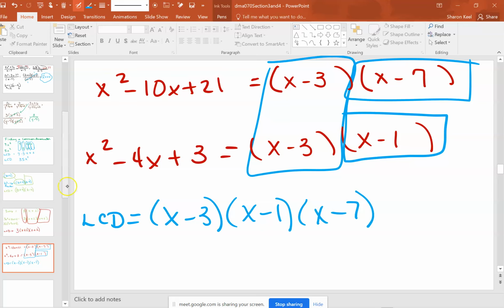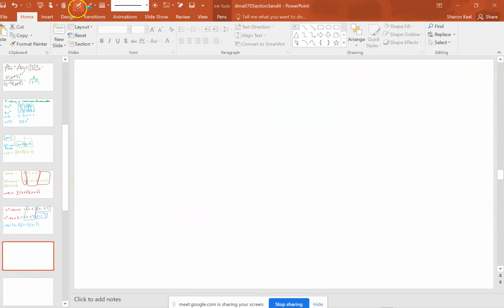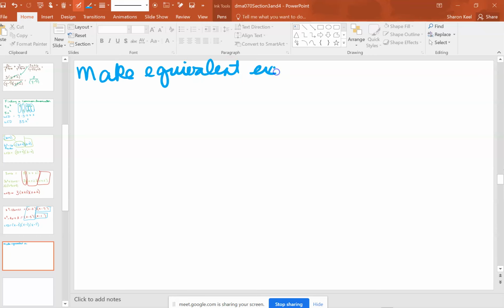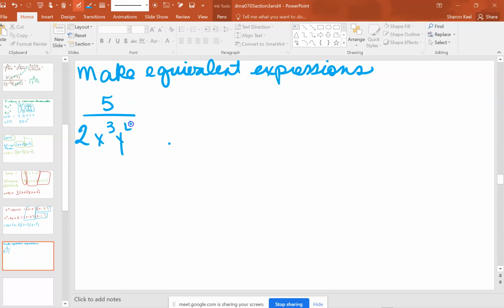The other skill practice section, if you flip in your workbook to page 7-25, this is where we are going to make equivalent expressions. This was the part where I multiplied by 1 earlier. So what they're going to do is give us an expression. So we have 5 over 2x cubed y to the 4th. What they do is they just write equals, and then they give you this, 8x to the 6th y to the 4th.